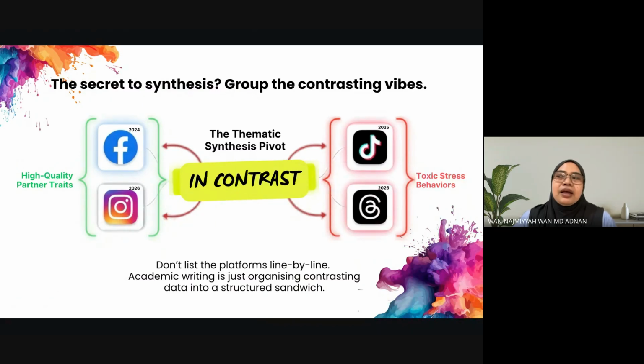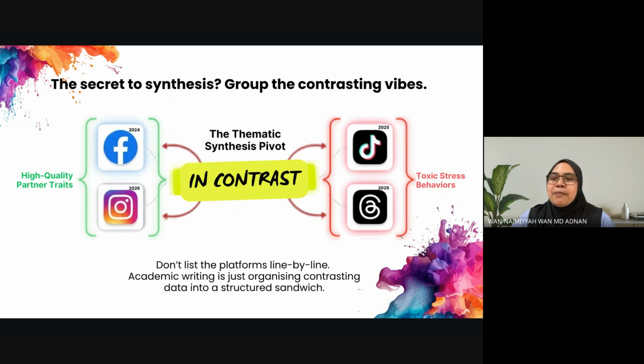It means that, for example, Facebook in 2024 and Instagram in 2026 talk about Anas as having high-quality partner traits. It means positive traits, a green flag person. But TikTok and Threads in 2025 and 2026 show that Anas has some toxic stress behavior. Maybe if you look further into other types of literature, like his LinkedIn, other social media accounts, or Google, you can find more traits, whether negative or positive, red flag or green flag.